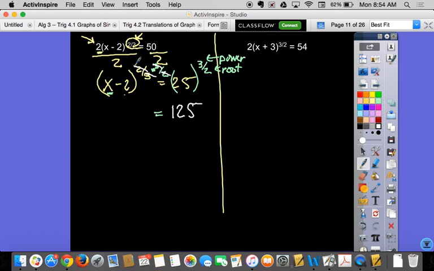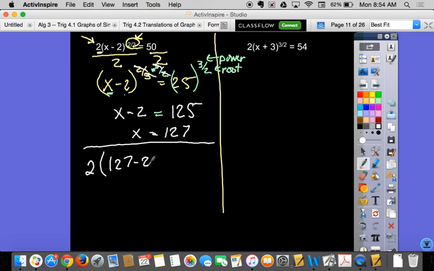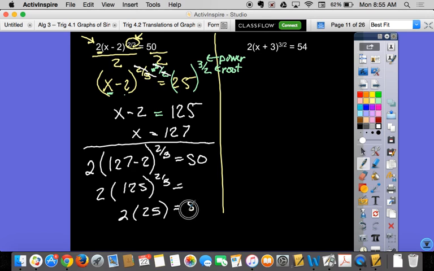Over here, everything should work lovely. These cancel out, or basically they simplify and reduce down to 1, which is what you're after. And so you've just got x minus 2. Move your 2 over and you got 127. You can go through and you can check this. 127 minus 2 to the 2/3 power equals 50. So that's going to be 125 to the 2/3. Okay, now the cube root of 125 is 5. 5 squared, 5 times 5 is 25. So 2 times 25, is that 50? Well, yes it is. So our answer is good.